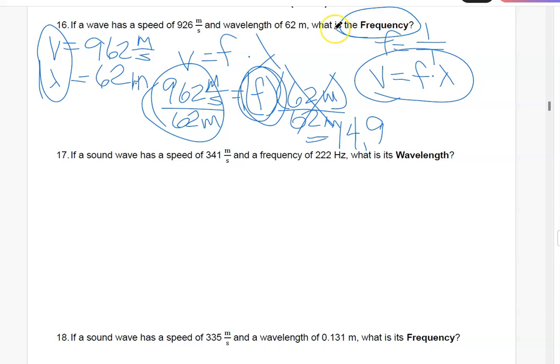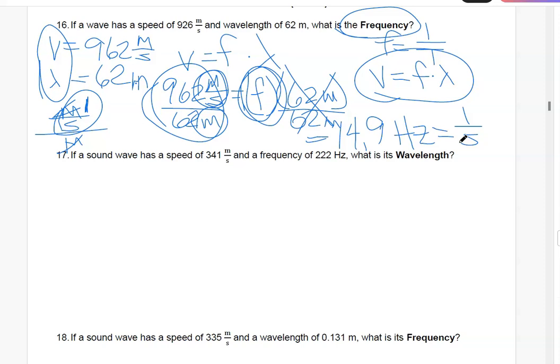Well, it's frequency, so we know our units are going to be hertz. But if we want to convince ourselves it's hertz, we can look here. We have meters per second divided by meters. Well, if you had meters per second divided by meters, the meters cancel out, and you're just left with a blank space, which we fill in with a 1, over seconds. So that's the same thing as 1 over seconds, or per second. So our answer is 14.9 hertz.